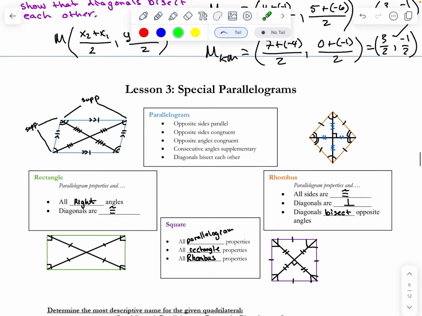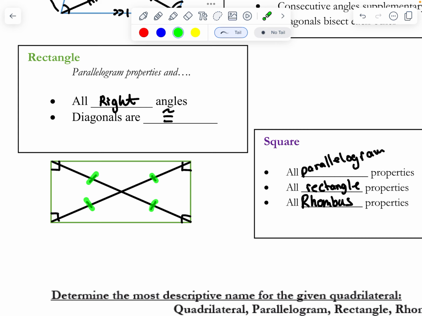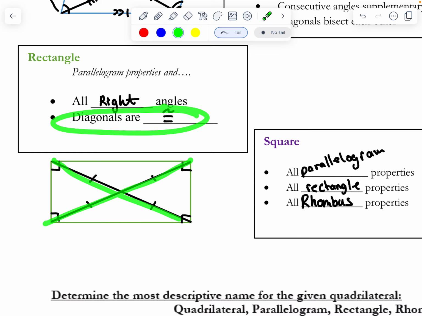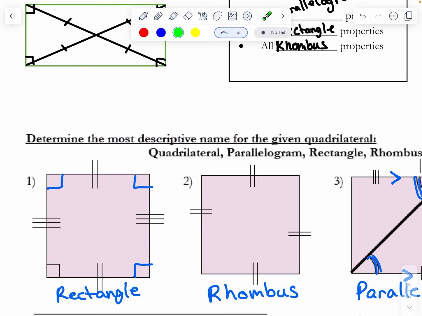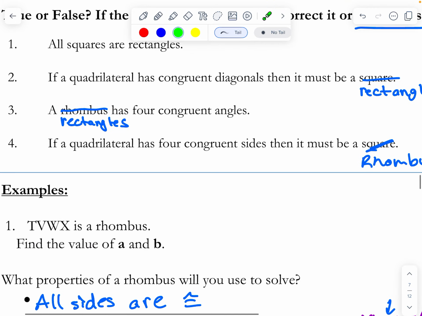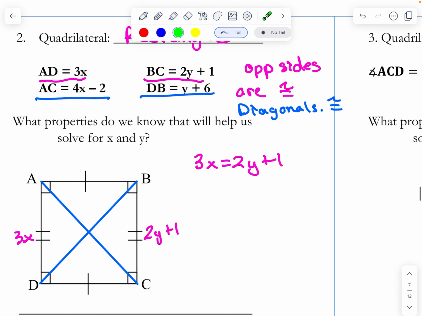This is congruent to this. This is congruent to this, right? Yes, they are also going to be bisected, but that just means that these diagonals are congruent. So knowing that, I can set those two equal to each other. So let's go ahead and set those equal to each other.